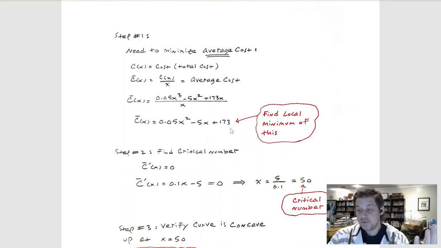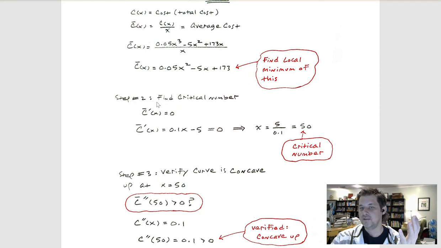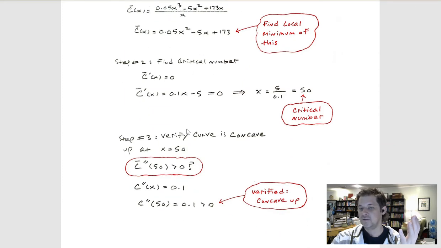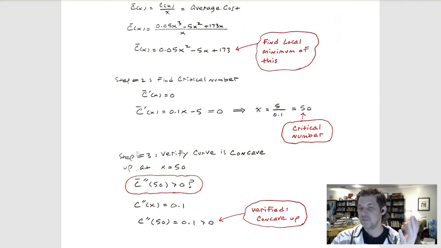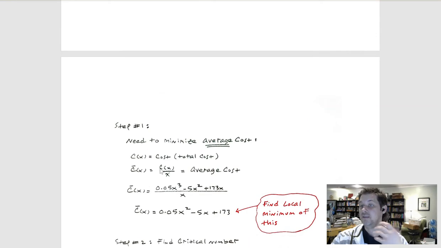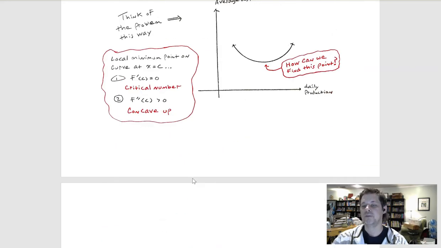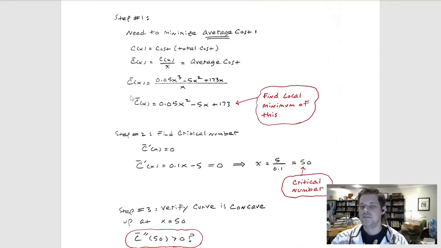I'm not going to draw the curve to find it. I'm going to do this just by the numbers. I'm going to find a critical number on the curve and then verify it's concave up. If I can do those two things, I will know I've found where the local minimum is. That would serve as an answer to what production level will yield the lowest average cost per unit. So here's c bar of x.